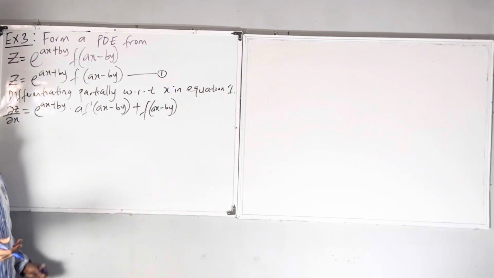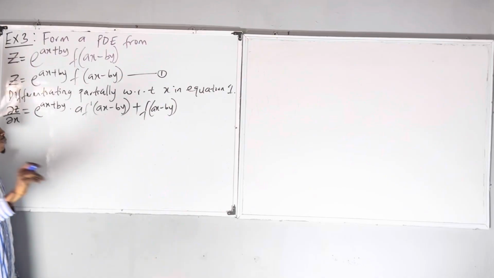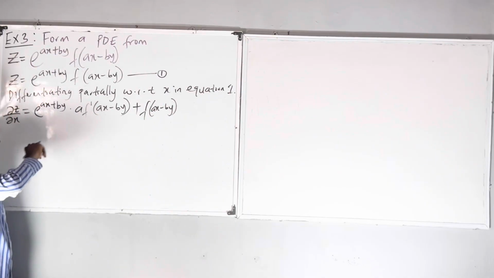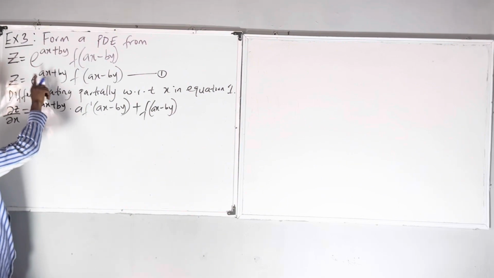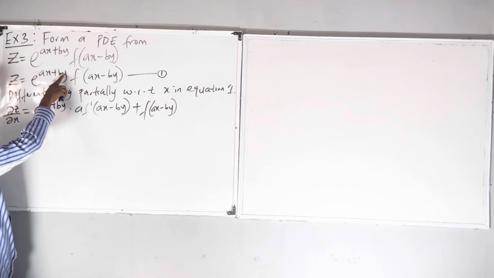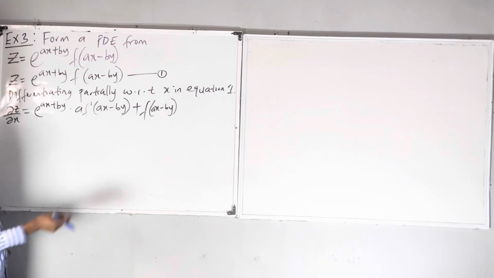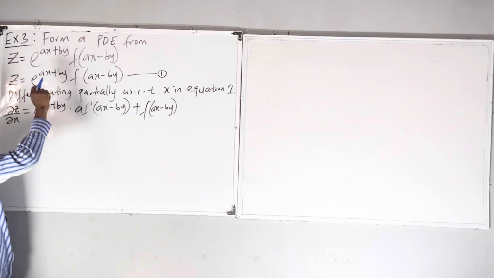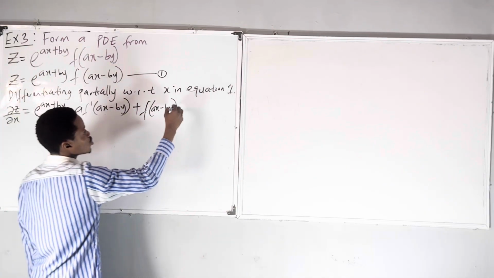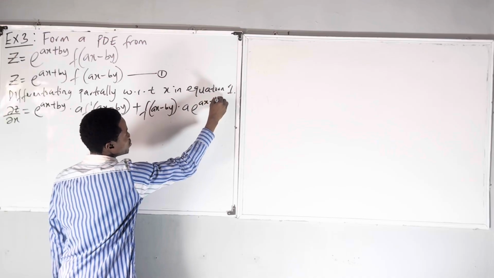Remember that whenever we are differentiating an exponential, we only differentiate the power, then multiply by everything. We are differentiating with respect to x, so we differentiate only with respect to x. x is here, 1 times a will be a, plus by is a constant, not related to x, so 0. So a plus 0 is a. So a is going to multiply everything. I'm going to have a multiplied by e^(ax+by).